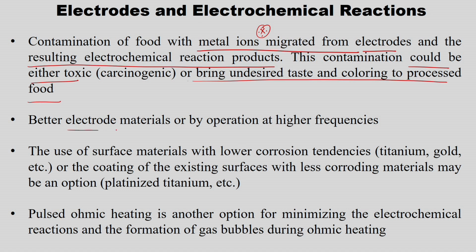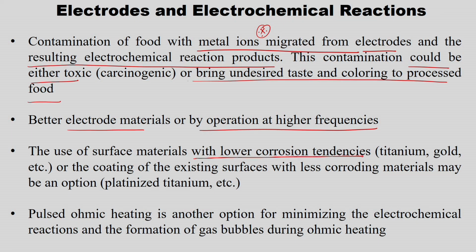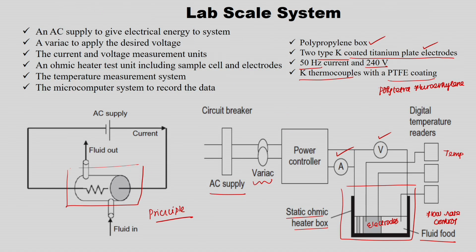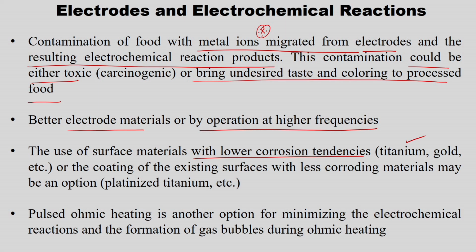The better electrode materials are by operation at high frequencies. So, we can avoid such electrochemical reactions in the electrodes, and use surface material with lower corrosion tendency, which is nothing but titanium or gold. If you see our pilot scale, here we use type K coated titanium plate electrodes, to avoid corrosion or electrochemical reactions. So, normally lower corrosion tendency materials, titanium or gold, are used, or coating of the existing surfaces with less corroding materials may also be an option, such as platinized titanium.